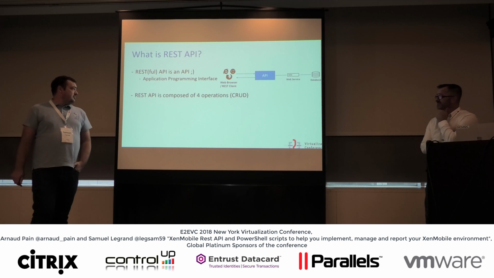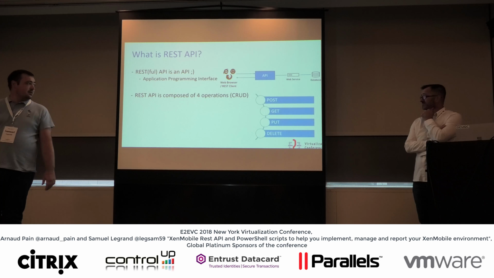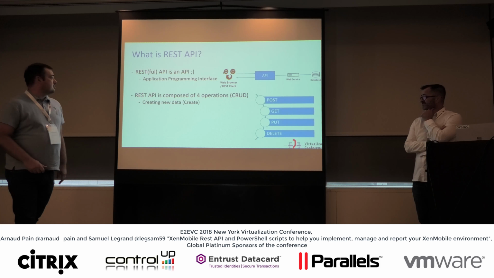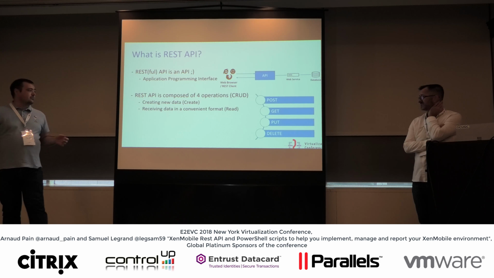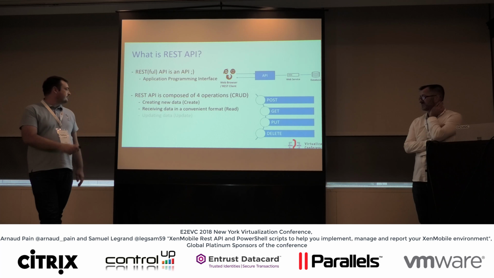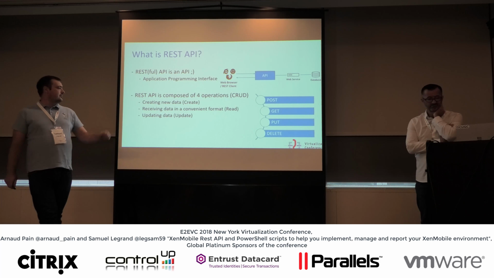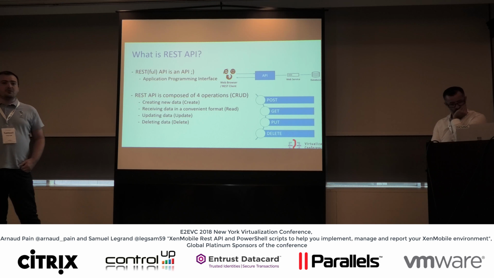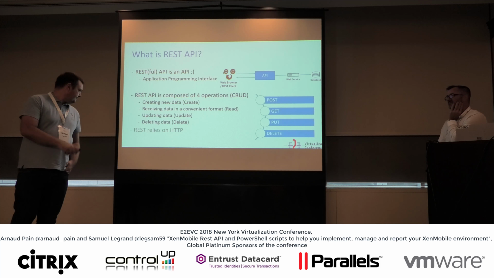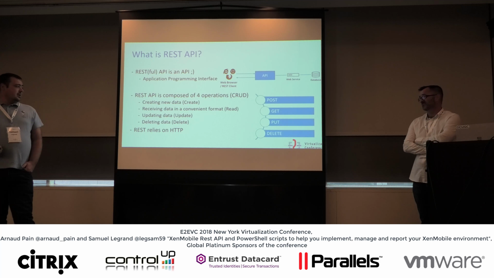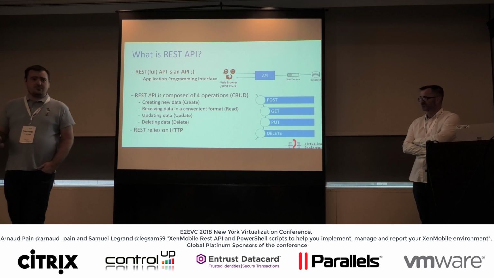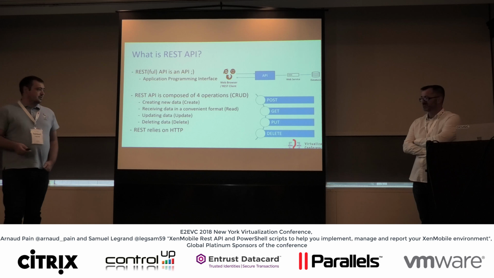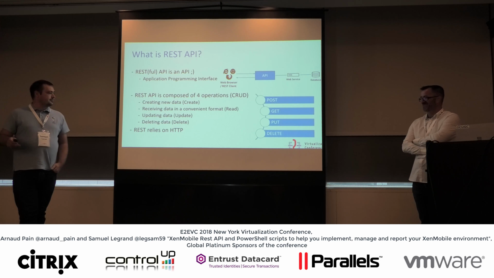REST API is composed of 4 operations called CRUD, C-R-U-D. You have POST to create new data. You have GET, which is used to read and receive data in a convenient format, normally JSON. You can update with PUT, and you can delete information using the DELETE command. It relies highly on HTTP, so the default ports are 80, or 443 if you want to use HTTPS. We'll see that it's not the case for XenMobile, because we decided to use a strange port to make it easier.